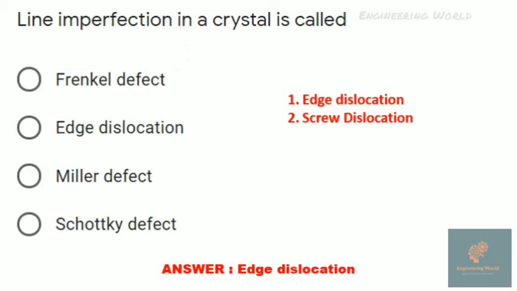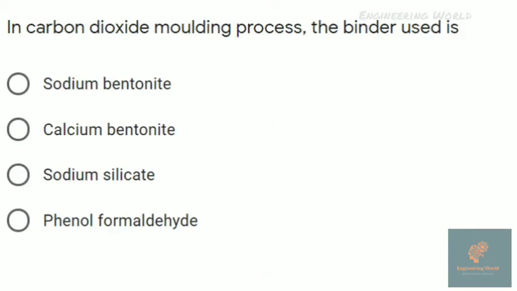Then the next question is, in a carbon dioxide molding process, the binder used is. Straightforward question. Answer is sodium silicate.